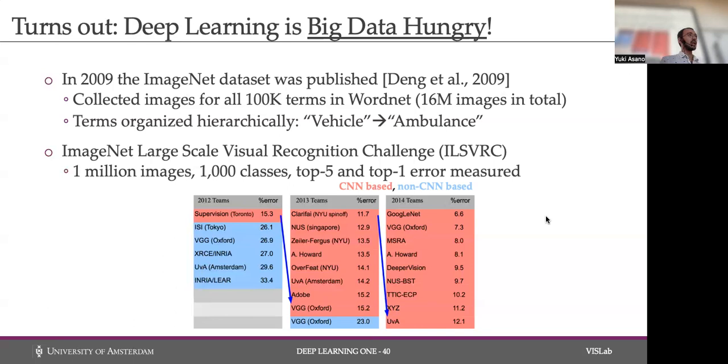So here in this case, you have the error. This one just made 15% of error for 1,000 classes, while the next closest one made 26%. And the red ones here are actually neural network based. So you can see in 2012, the first one here, and we'll talk about this one in detail, showed that neural networks are great. And since then, everyone used neural networks basically. And the error has more than halved in just a matter of 2 years.